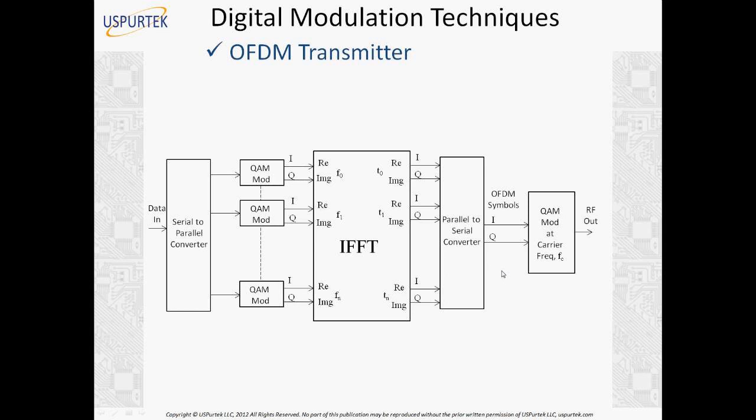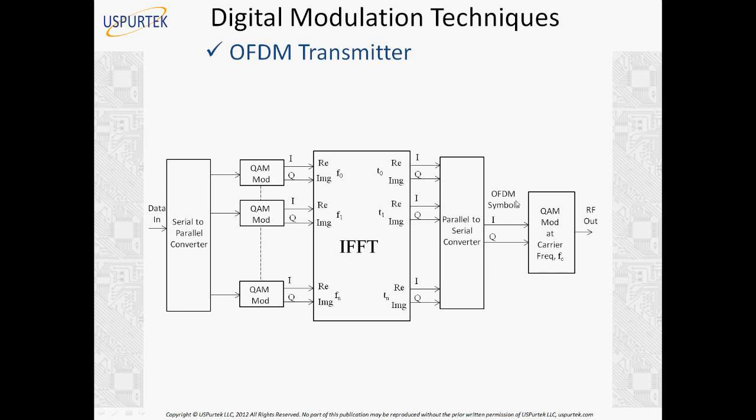So instead, by doing inverse fast Fourier transform, we make a single composite signal, which is the OFDM symbol, which is the time domain version of all the frequencies here, subcarriers, which are hundreds or thousands of carriers. And finally we make a composite signal and modulate that composite signal, which is a time domain signal, into the carrier frequency FC, which is the actual carrier frequency transmitted into the air, which is RF out here.